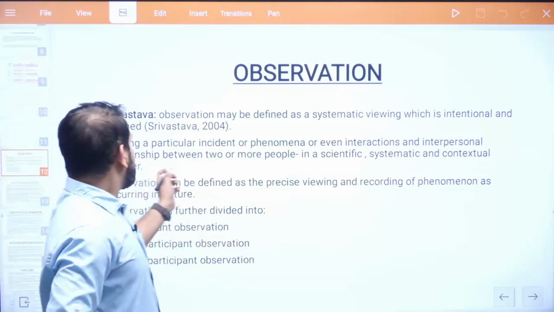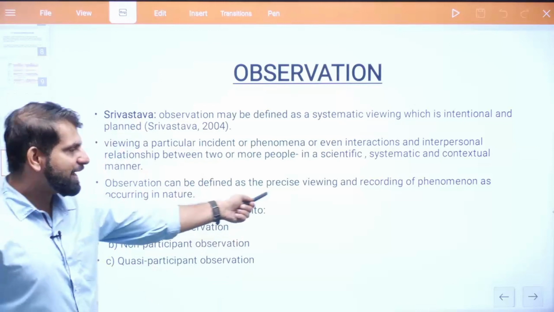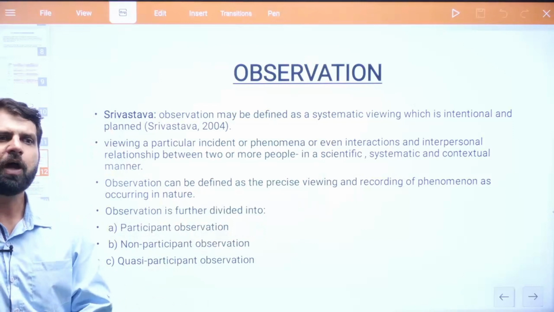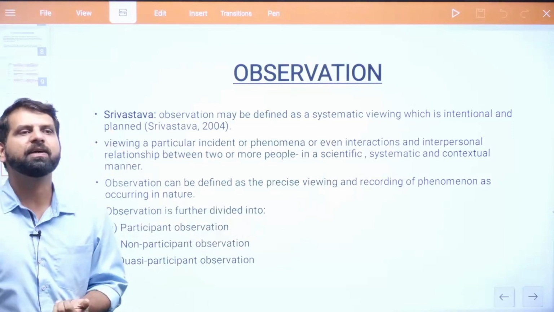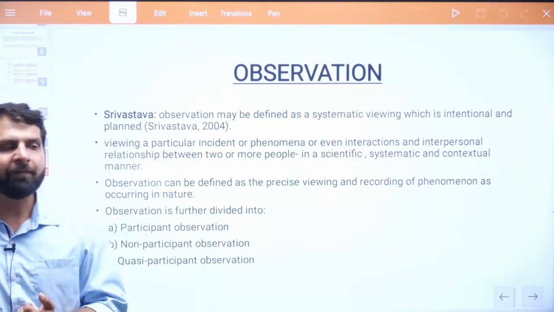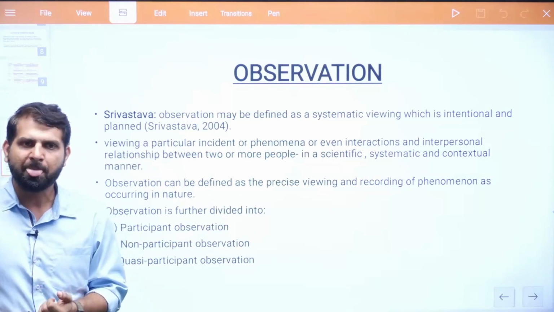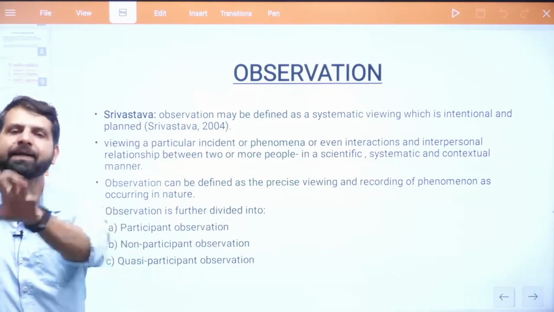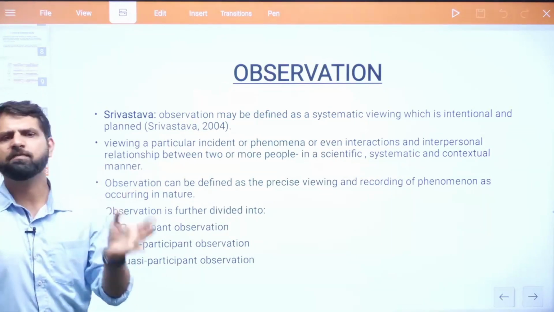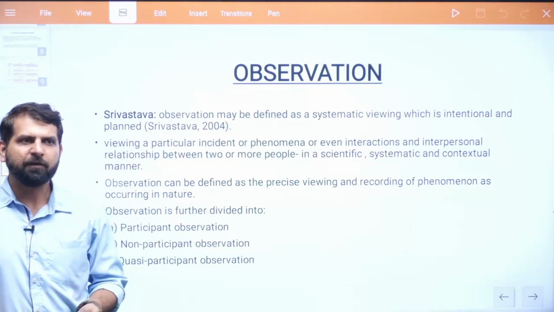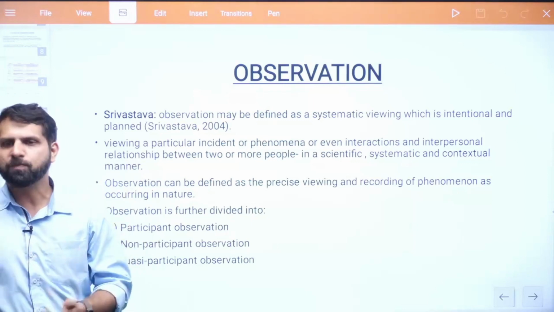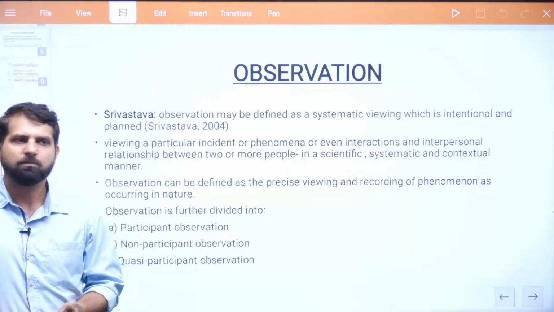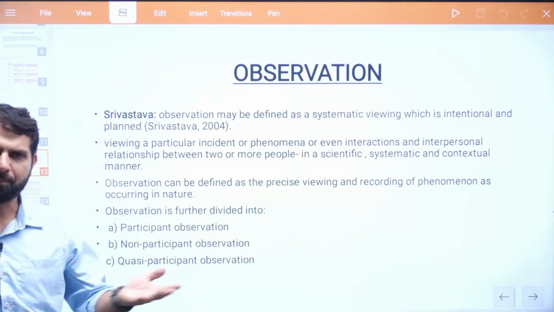And it can be defined as precise viewing and recording of phenomena as occurring in nature. Whatever is occurring around you, you have to record it systematically, scientifically, and within a context. When we talk about writing thick description in ethnography, we say that whatever is happening, whatever social action is happening, we have to provide it a context. Without context, observation will mean nothing. If I start observing you without even having a scope of inquiry with me, it will make no sense. The data will just be lying apart like this only.